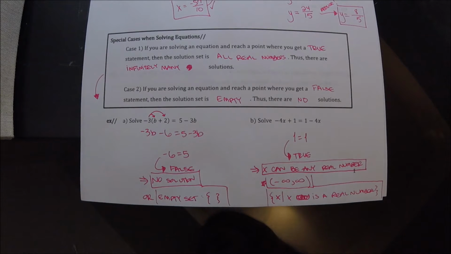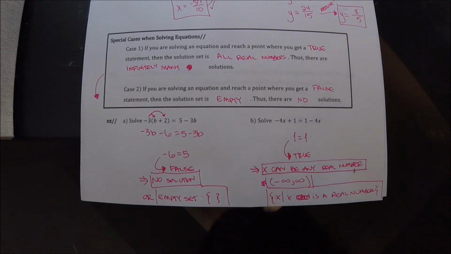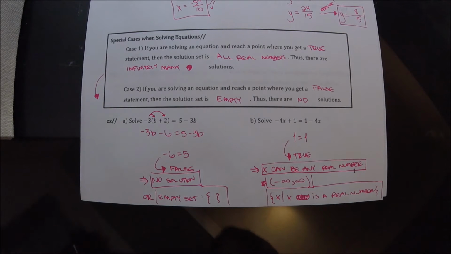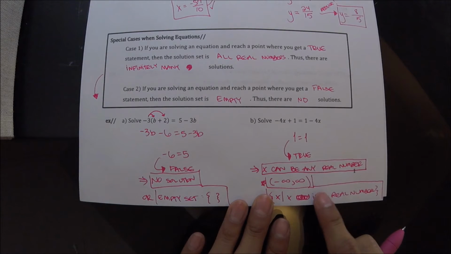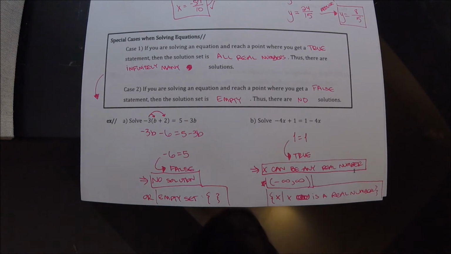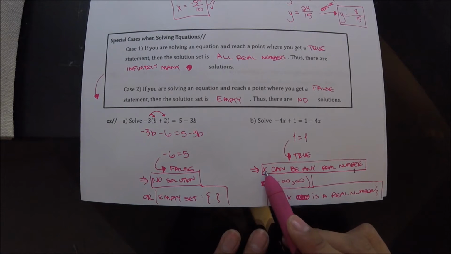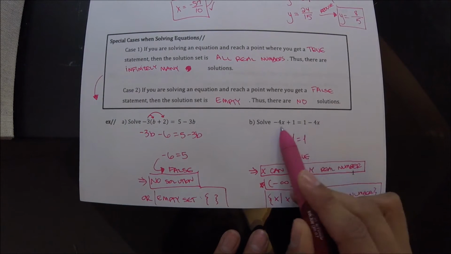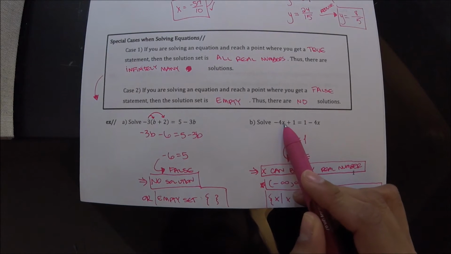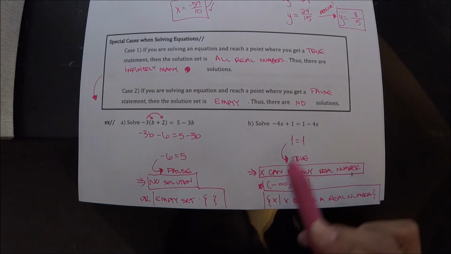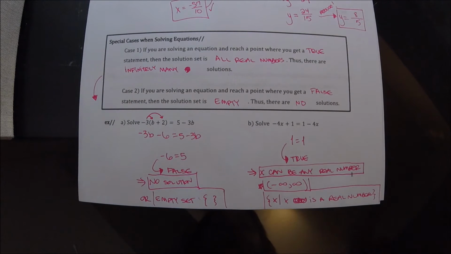Okay. So those are our two special cases. If you get a statement that's absolutely false, then no solution. If you get a statement that's absolutely true, then there's an infinite amount of solutions. X can be any real number. And then the variable you use here, though, is whatever variable is in the original equation. So if this said m here and m, then you'd say m can be any real number.